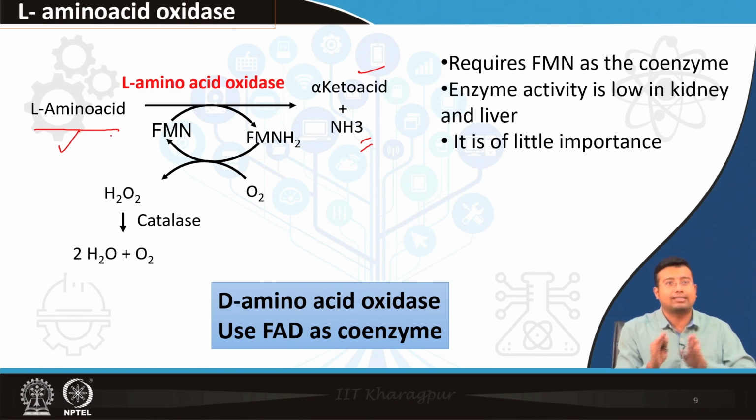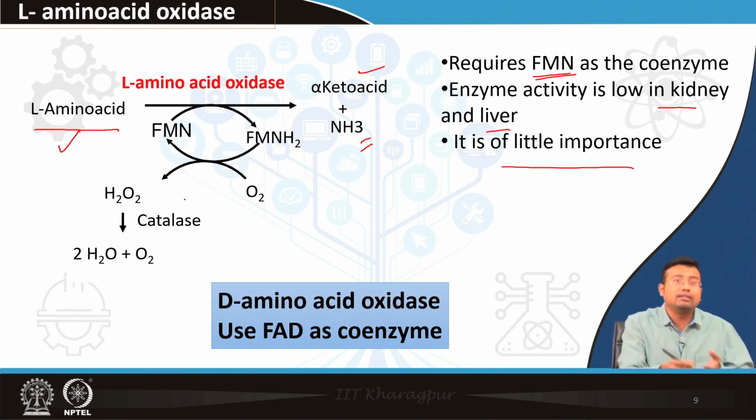I already told you what is capital D and capital L. This actually requires flavin mononucleotide or FMN as a coenzyme. Mind it, it is very minor. This is not common. The main route is transamination followed by oxidative deamination. So it is of little importance, but still it is one minor source of ammonia production. It is present in liver and kidney, but in very low amounts.